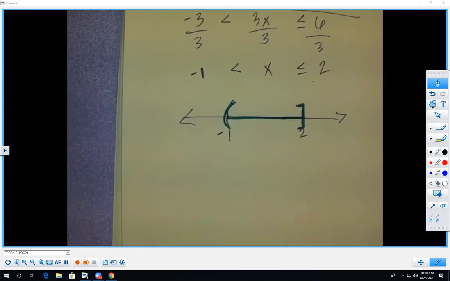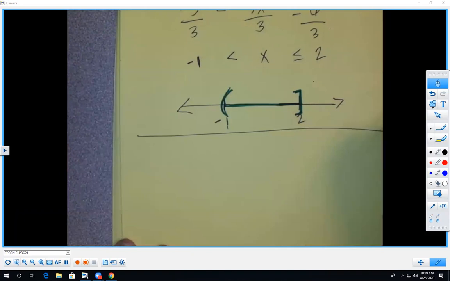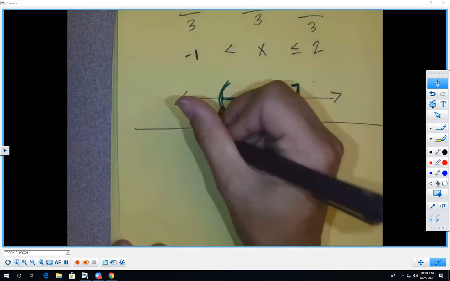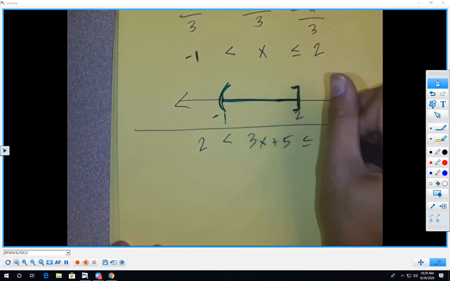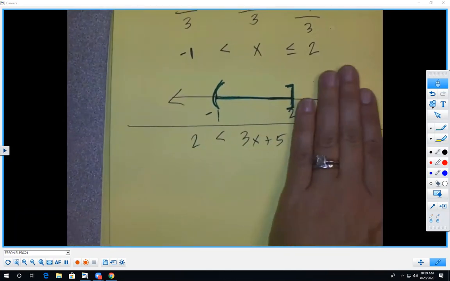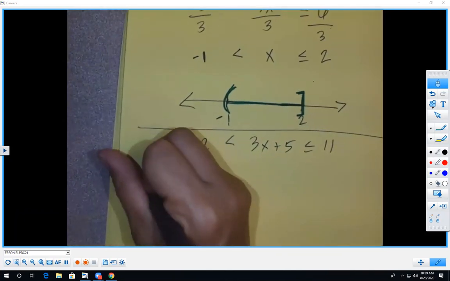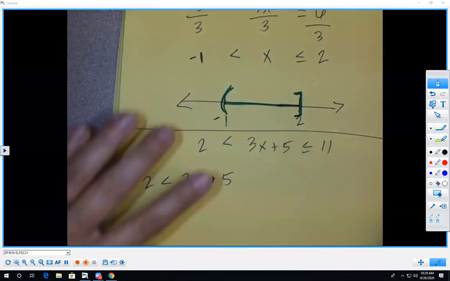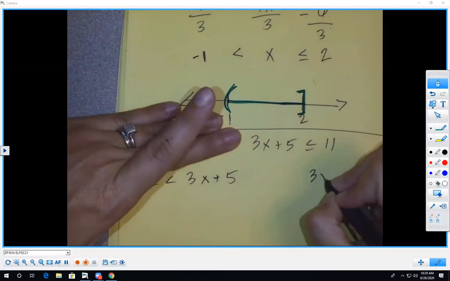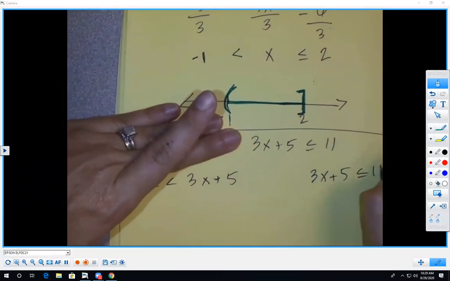Let me show you how to break that up into 2 different problems if you wanted to do it that way. Again, let me write it down again. It's less than or equal to 11. If I covered up that part, that's one of my problems. So 2 is less than 3x plus 5. Here's my other part of the problem. 3x plus 5 is less than or equal to 11.